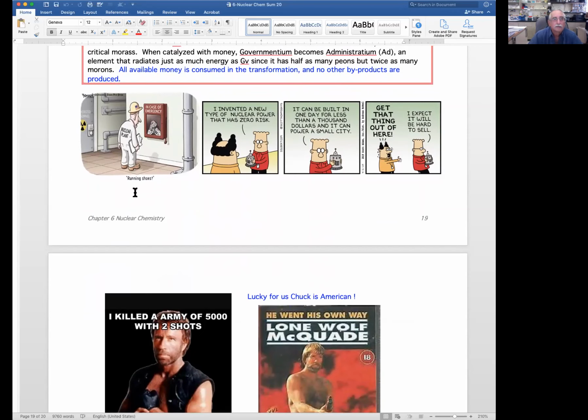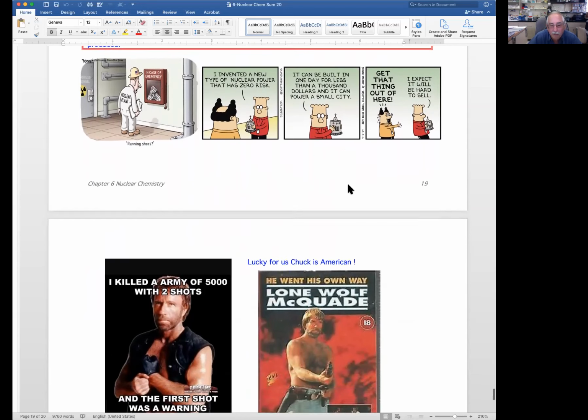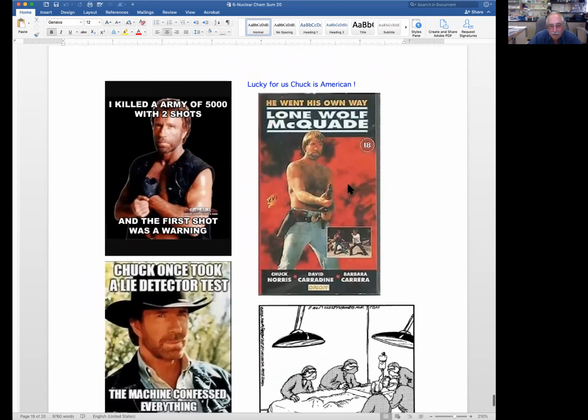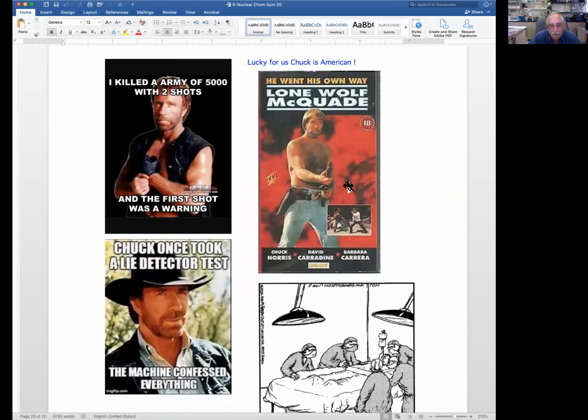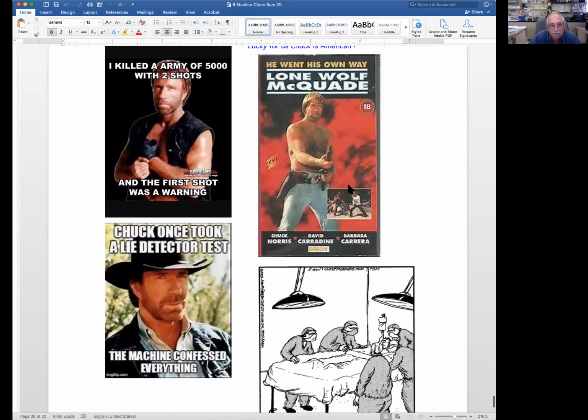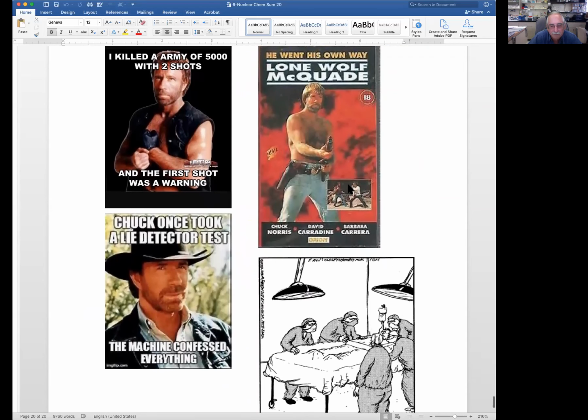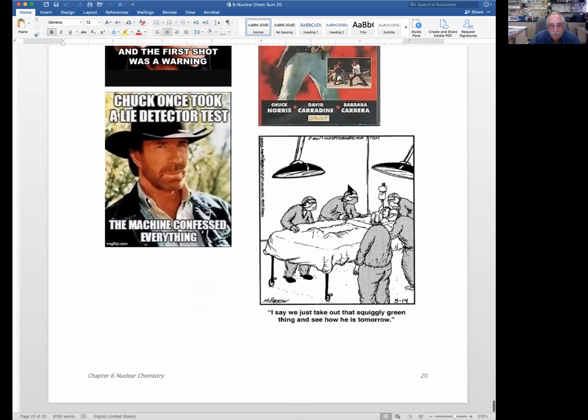So what do you do in case of emergency in a nuclear power plant? You run. Yeah. And here's Gilbert doing this thing. And I thought to myself, maybe we need to bring back Chuck Norris jokes.